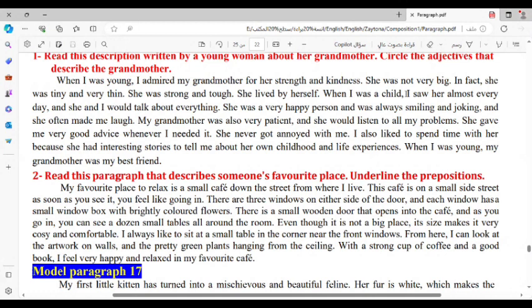She was not very big. In fact, she was tiny and very thin. Tiny here means not very tall. She was short or something. So in this context, it means short, not tall. She was strong and tough. Tough here has the same meaning as strong.